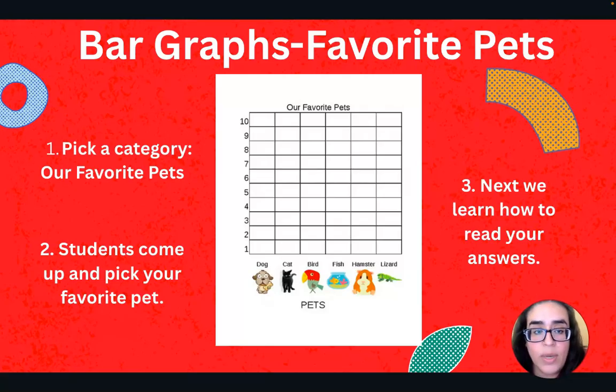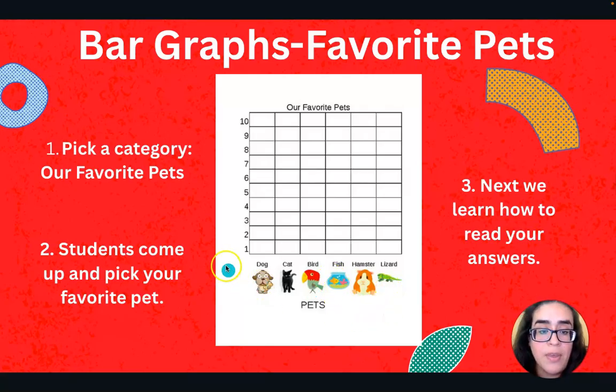So our category is going to be pets. Okay, so our favorite pets, that is our category. And that's usually, I'm going to use my cursor, up here in the front or top of your bar graph. And then we're going to have our rows be the different types of animals. So we have dogs, cats, birds, fish, hamsters, and lizards.